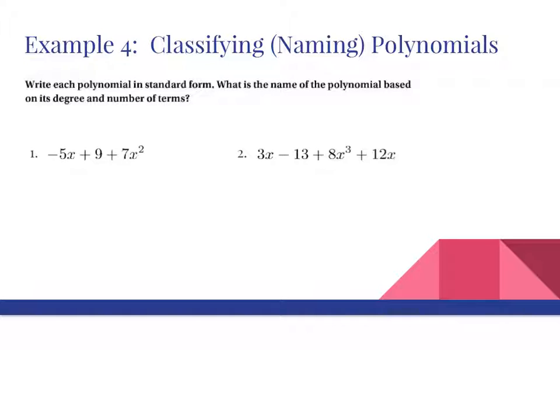Example 4, classifying, that is naming polynomials. Write each polynomial in standard form. What is the name of the polynomial based on its degree and number of terms? So standard form means write the monomial with the highest degree, then the next highest, and then the next highest, and so on. So we start with the highest, so I'll rewrite number 1 as 7x squared minus 5x plus 9. So the highest degree is 2, so it's a second degree trinomial because it has 3 terms.